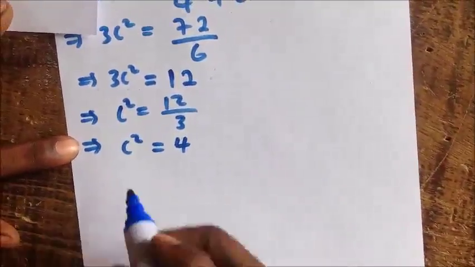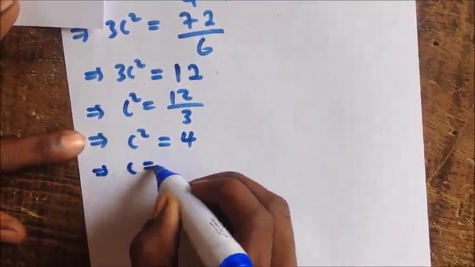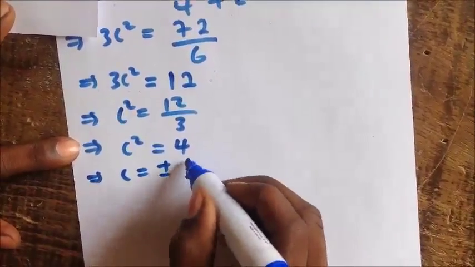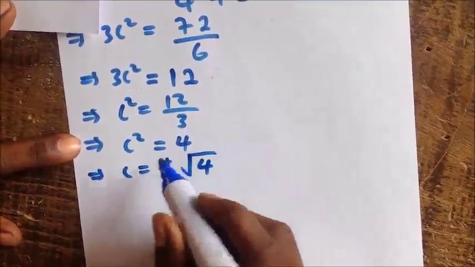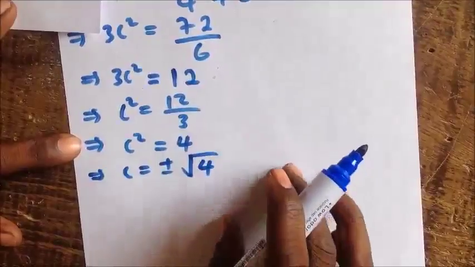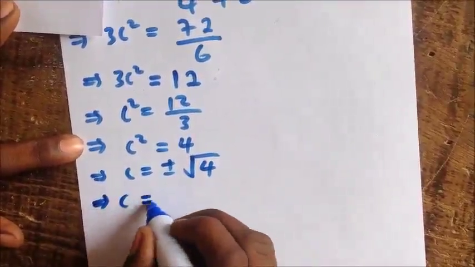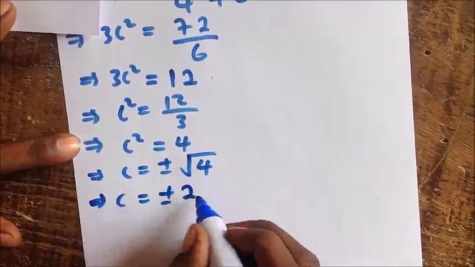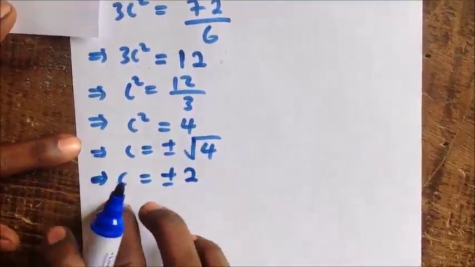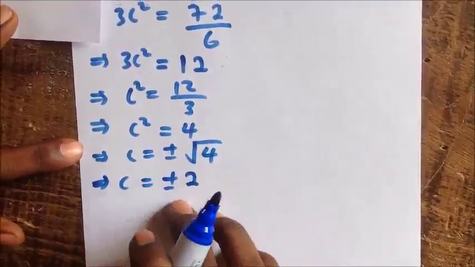We are looking for c, not c squared. So c is equal to plus or minus the square root of 4, because if we have a square across the equal sign it becomes a square root, and a square root gives either plus or minus. So c is equal to plus or minus 2. The value of c is either plus 2 or minus 2.